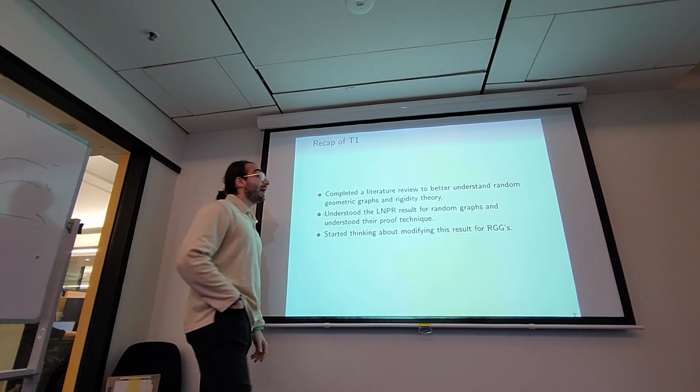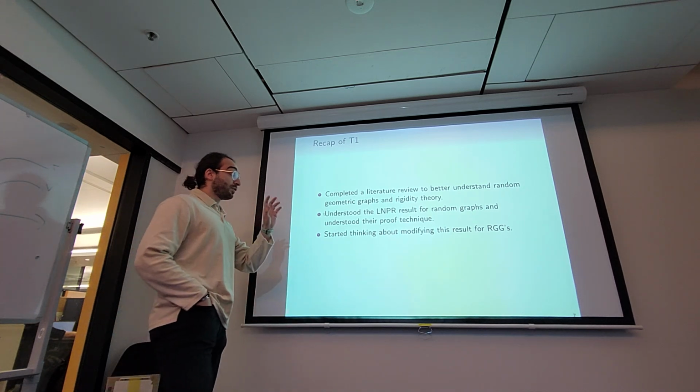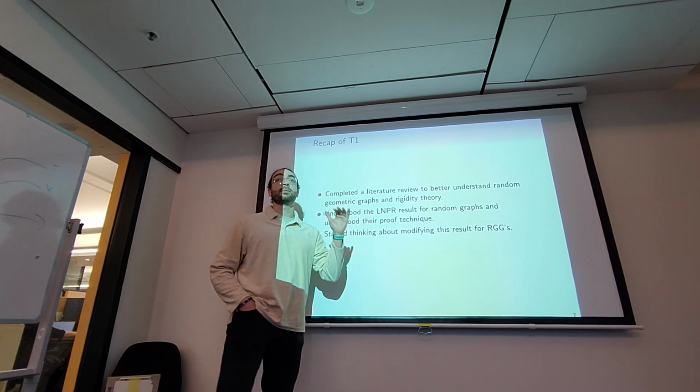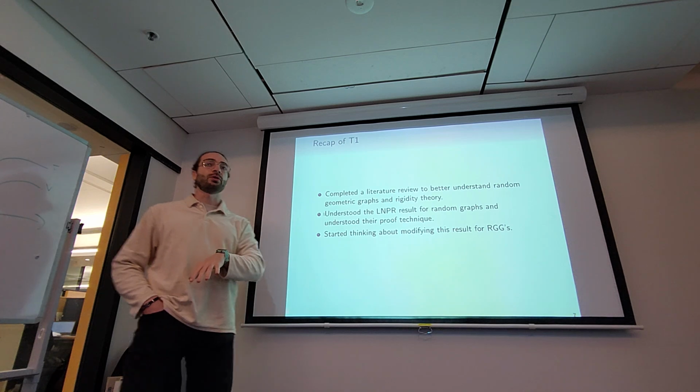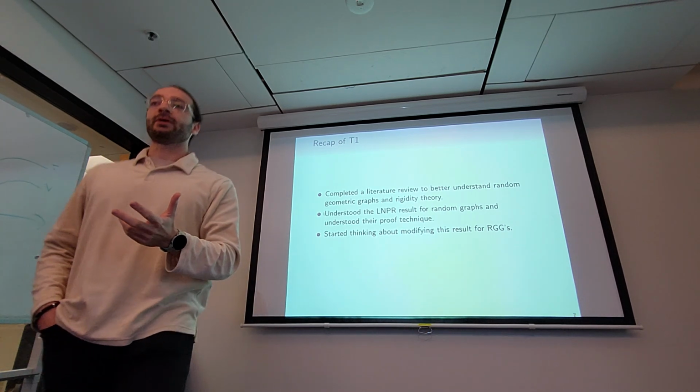And they have a result for random graphs, not for random geometric graphs. But they have a result for random graphs, and so we want to understand their proof to see if we can modify it for our own purposes. And that's what we started thinking about at the end of T1.